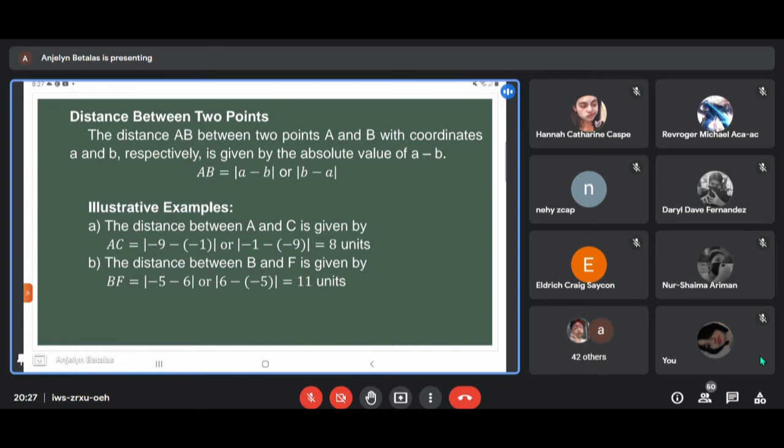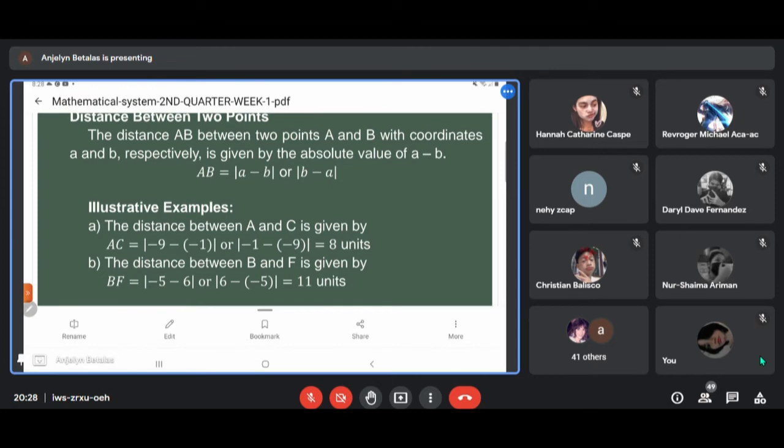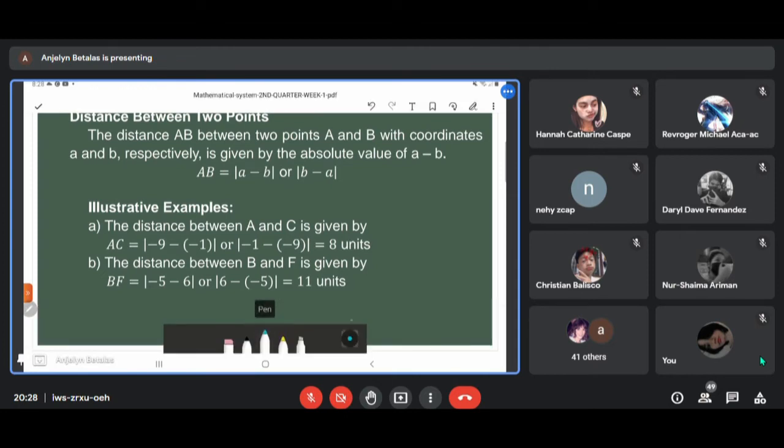The distance AB between two points A and B with coordinates a and b respectively is given by the absolute value of a minus b. In this one, we already solved it. The coordinates of A and B can be switched, class. Either A minus B or B minus A.